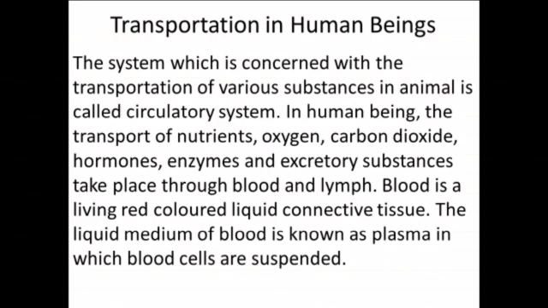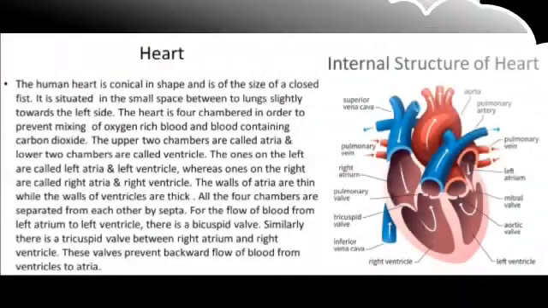Next topic is transportation in human beings. The system which is concerned with the transportation of various substances in animals is called circulatory system. In human beings, the transport of nutrients, oxygen, carbon dioxide, hormones, enzymes and excretory substances takes place through blood and lymph. Blood is a living red colored liquid connective tissue. The liquid medium of blood is known as plasma, in which blood cells are suspended.